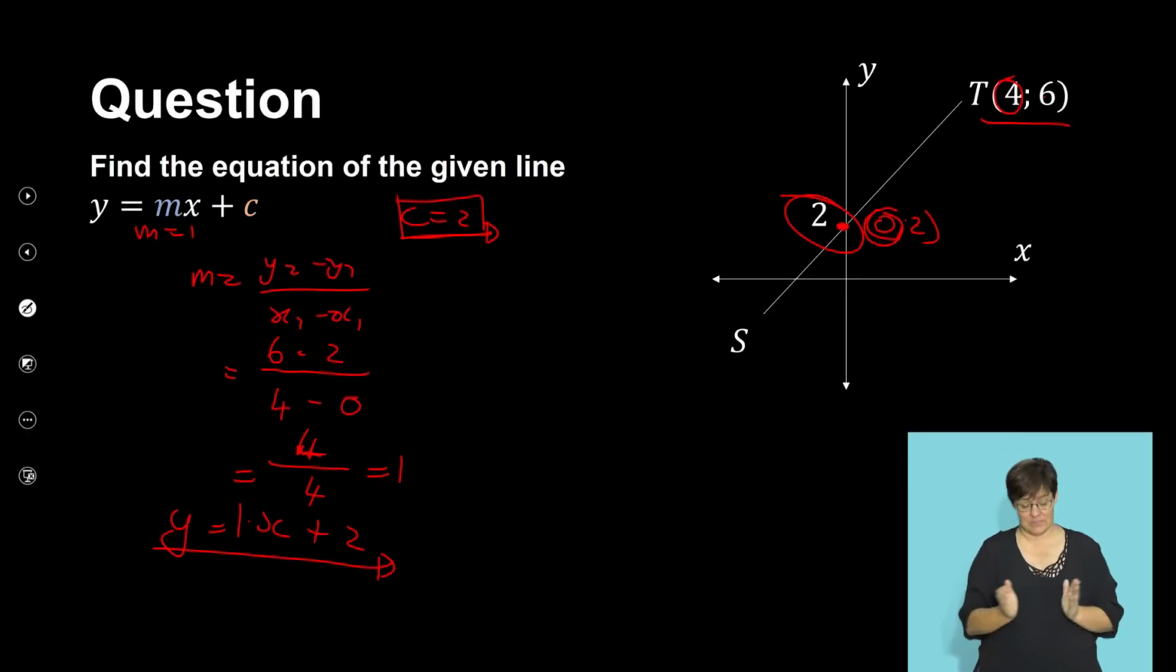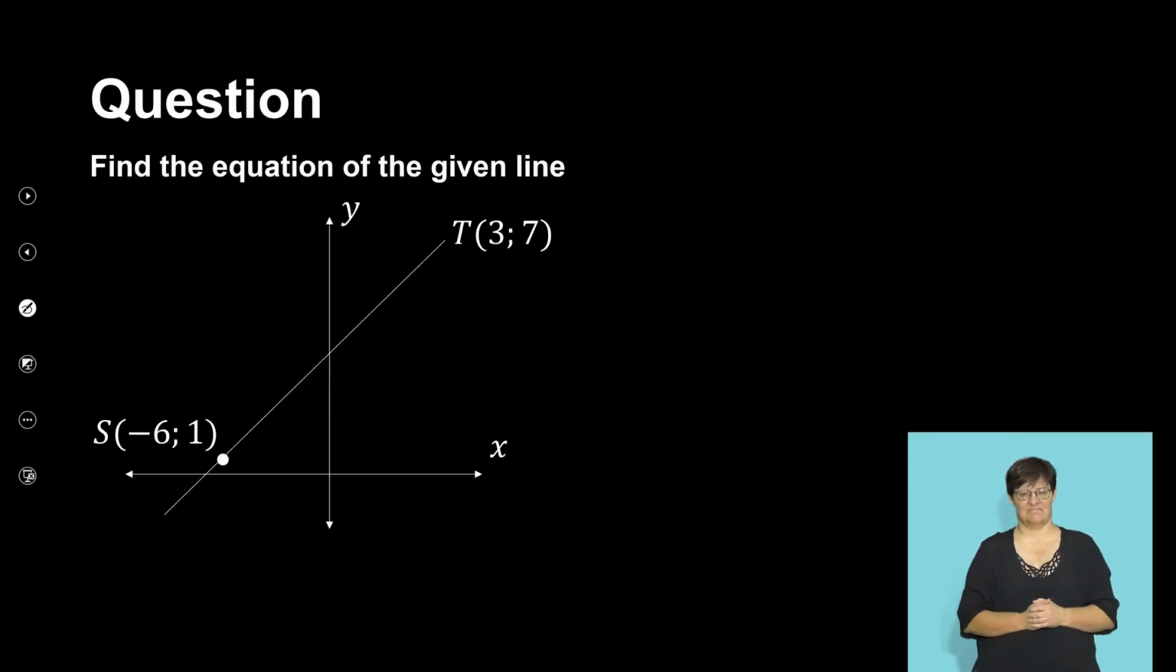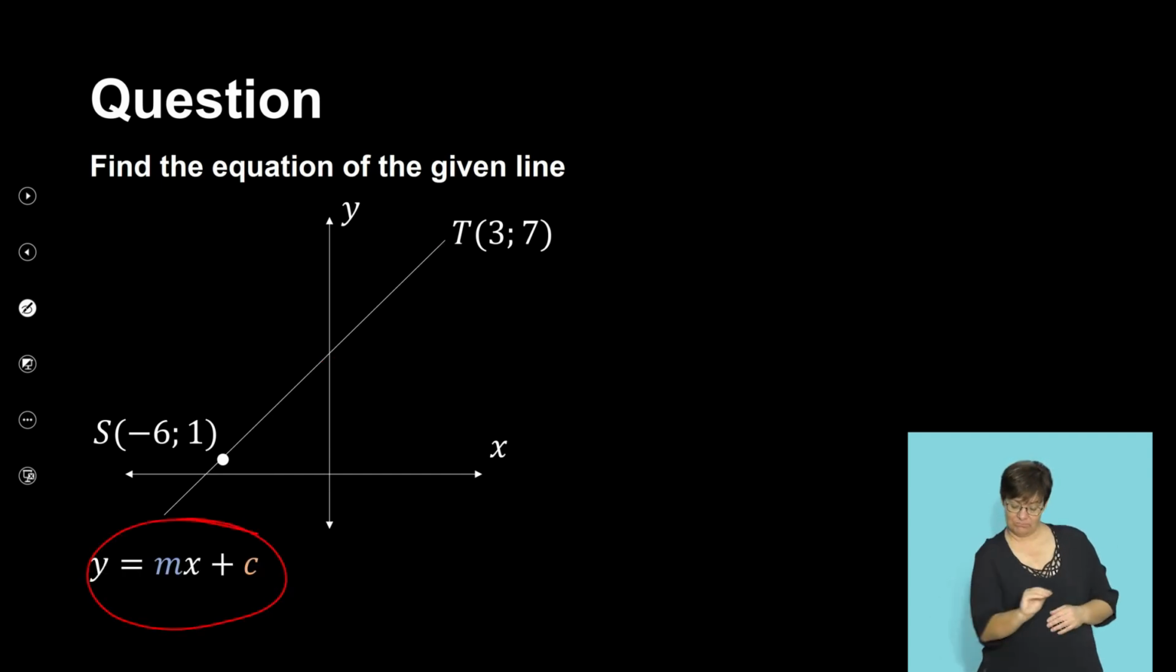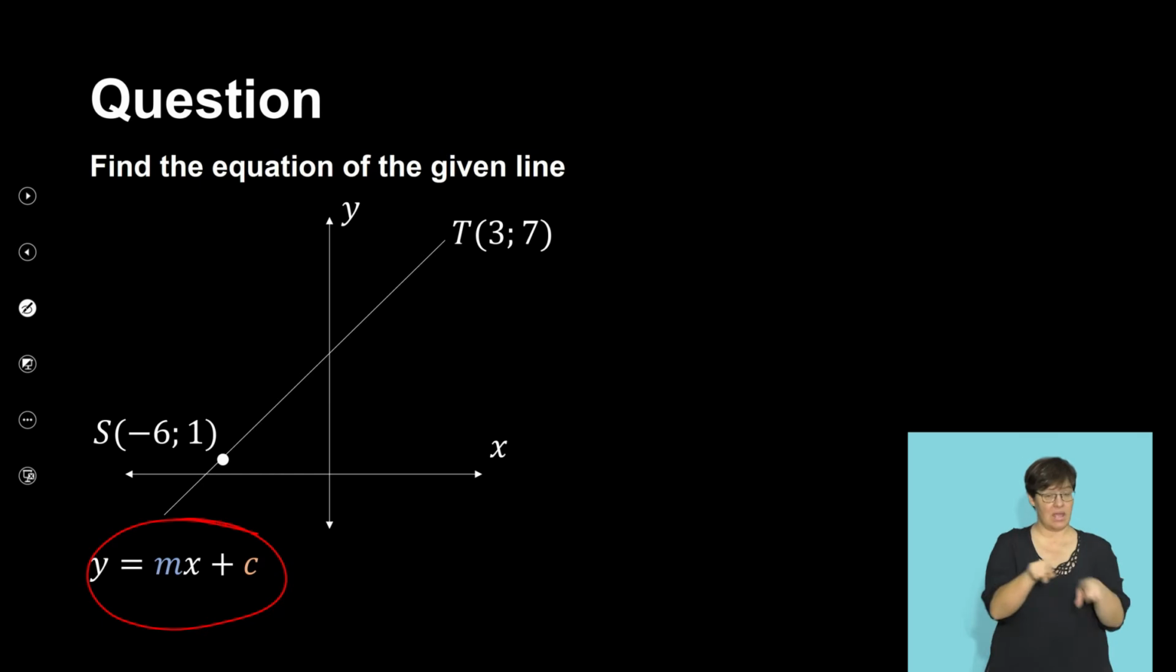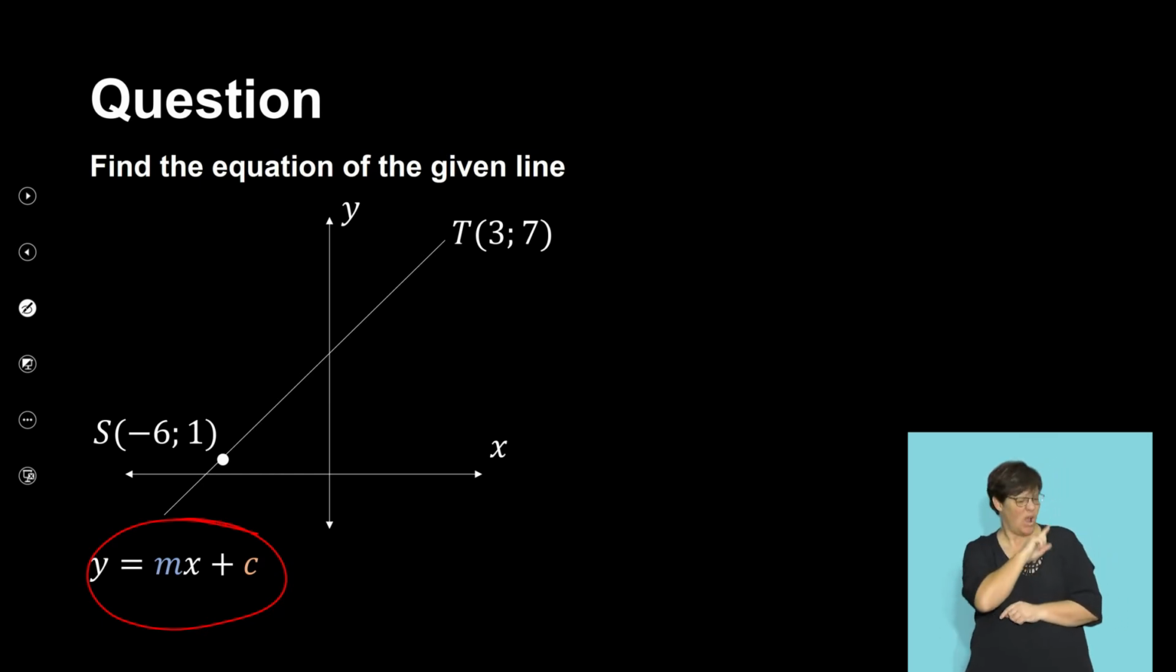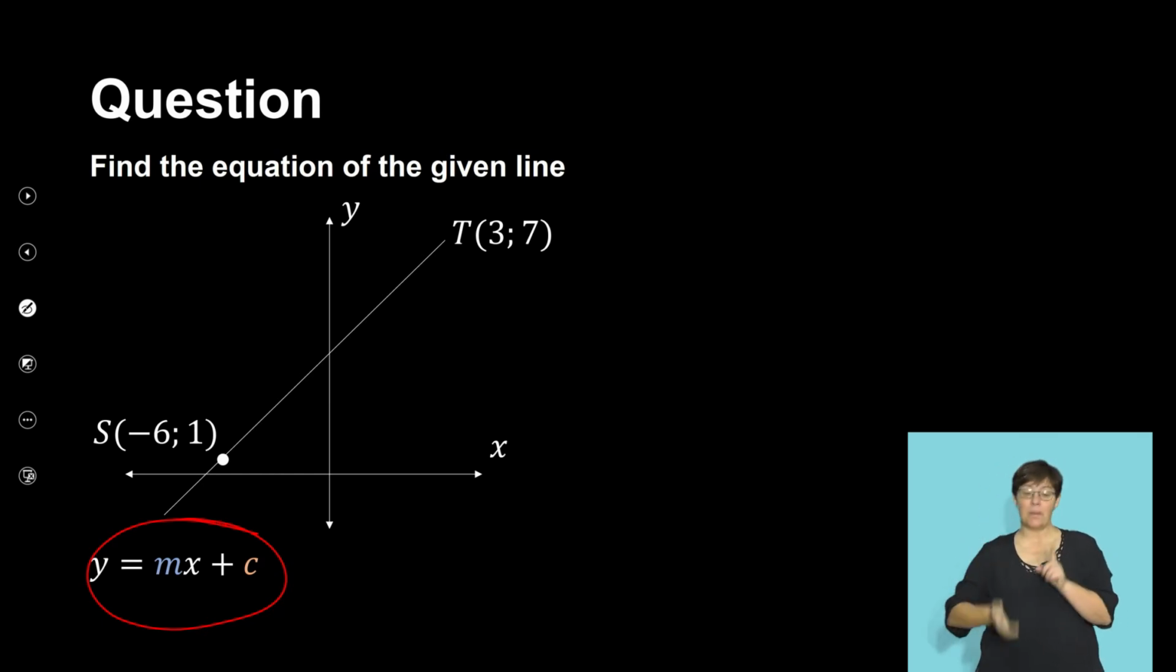So let's move on to the next question. In this question, it says find the equation of the given line. So it's exactly the same question as the previous question. But what makes this question different is they haven't told me what the y-cut is. And so we're going to have to calculate that otherwise. But first, before we start any question, we always start by writing down y equals mx plus c. Why? Because it helps us know what we must find. I must find m and I must find c.